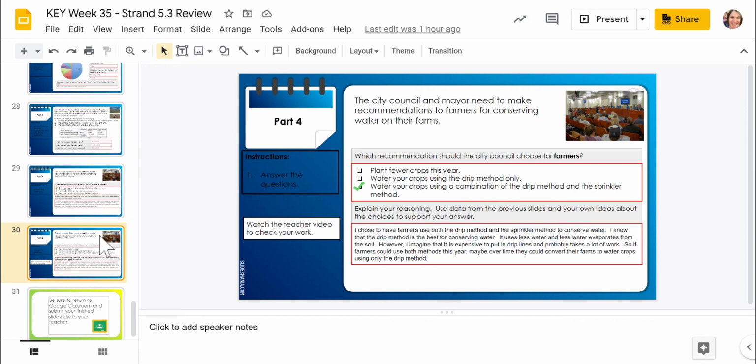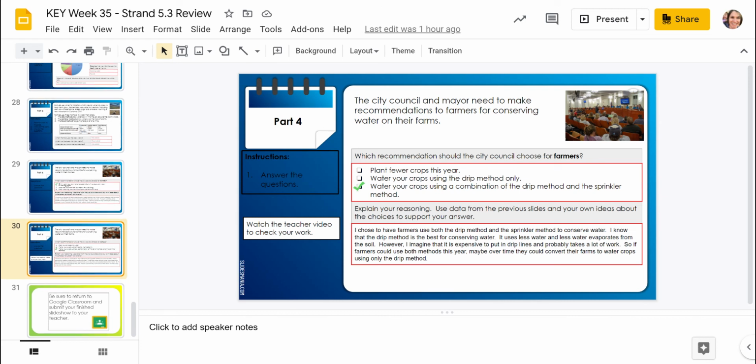Okay, so look through your answers for part 4. Again, they don't need to be the same as my answers. Mine are just examples, but make sure you're really explaining your answer choices and you can support what you've chosen with data and reasoning.